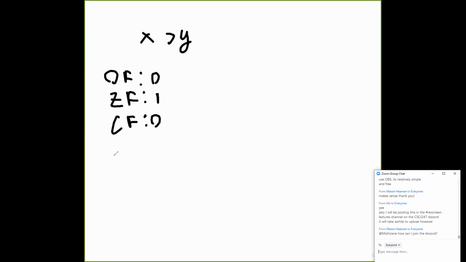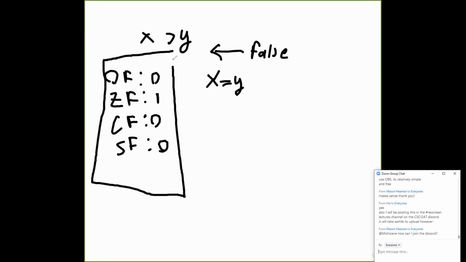So I wouldn't be surprised if there was a question like this. We have X greater than Y, and the question will say something like: the overflow flag was 0, the zero flag was 1, the carry flag is 0, and the sign flag was 0. What happened? We could look at the table for this, but I think it's very clear that since the zero flag fired, we know that X is actually equal to Y, which indicates that this statement is false, and so this does not run. These flags give us all the hints we need to determine how X and Y compare without even knowing what X and Y were.